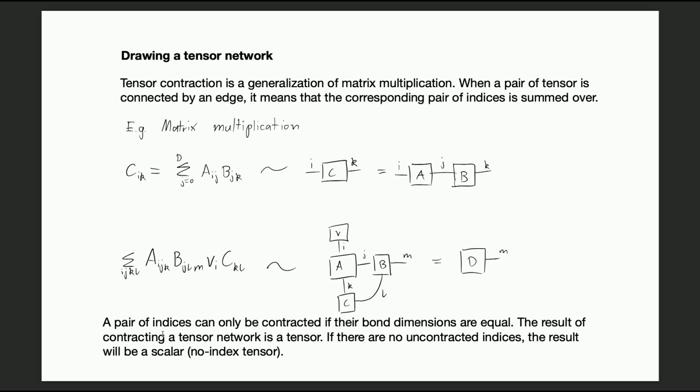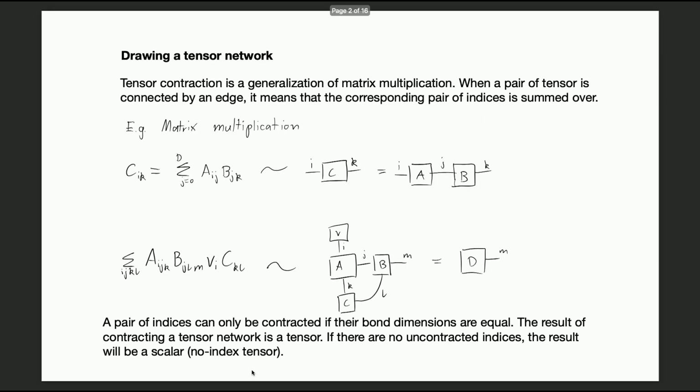Just like when you're multiplying matrices together, you have to make sure that the indices have the right dimensions. You can only contract indices that have the same dimensions. As I said, the output of a tensor contraction is a tensor, and if there are no uncontracted indices, the result will be a no-index tensor, or a scalar, just a number.